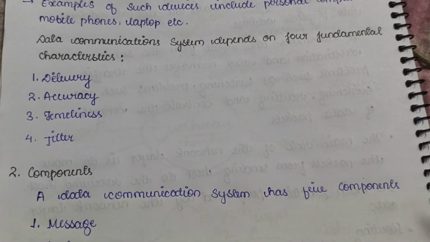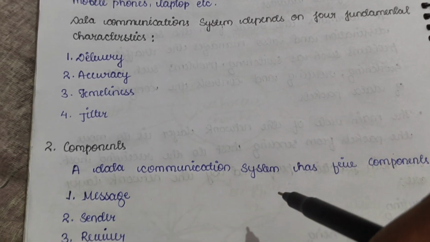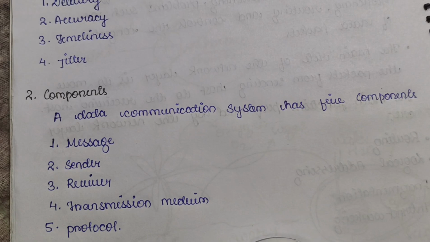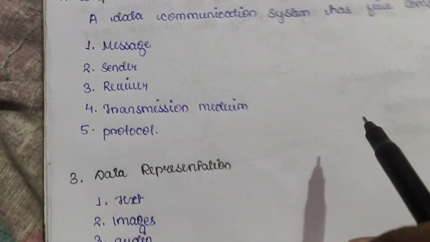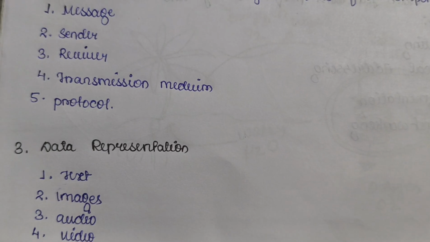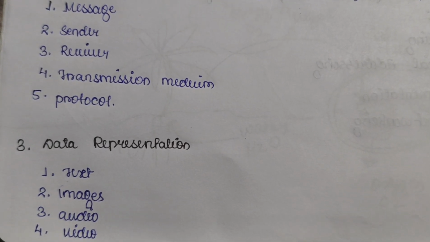The data communication system has five components: the message, sender, receiver, transmission medium, and protocol. And last, we have data representation. In data representation, we have text, images, audio, and video.